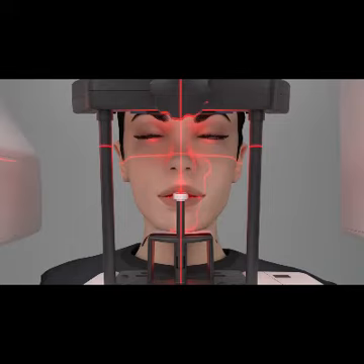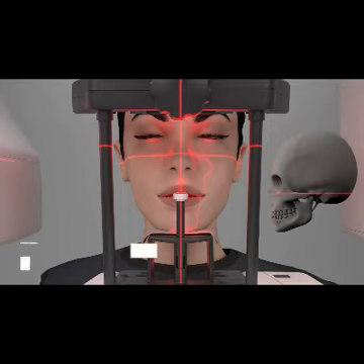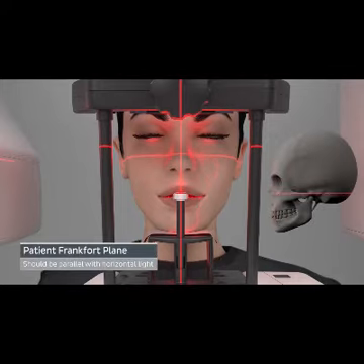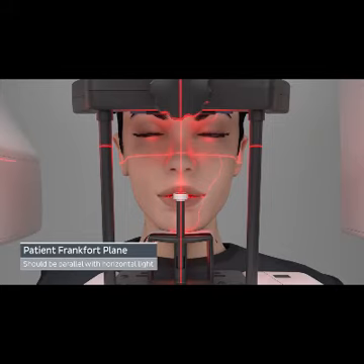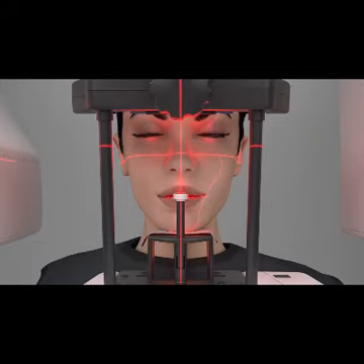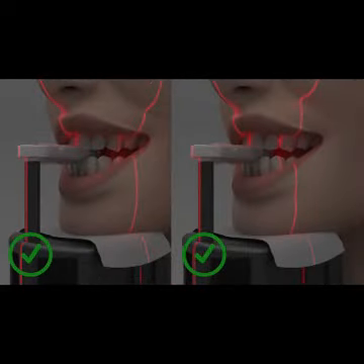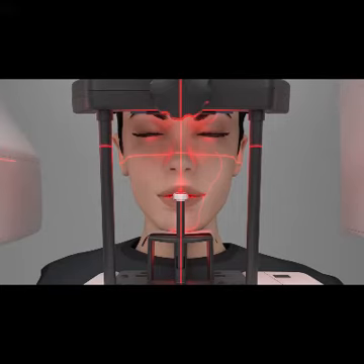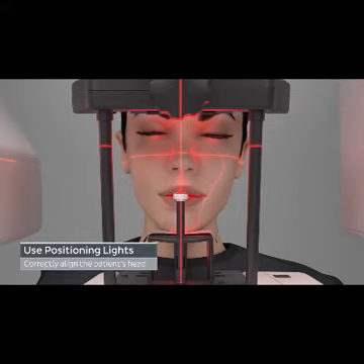Turn on the patient positioning lights by pressing the positioning light button on the control panel. Adjust the device's height and adjust the patient's head position using the patient positioning lights as guides. The patient's Frankfurt plane should be close to parallel with the Frankfurt horizontal light. For standard panoramic and pediatric panoramic alignment, the tilt light is approximately on the canine and the root tips of the lower and upper incisors. Compensate for mid-sagittal misalignments by manually moving the patient's head into the proper position.